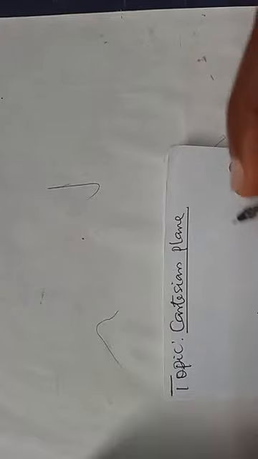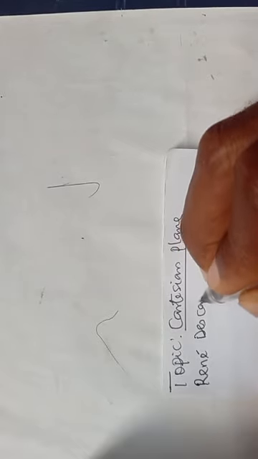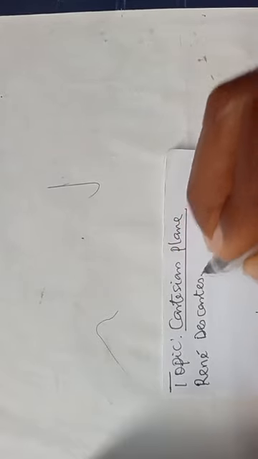Now, this Cartesian plane is named after a French mathematician called René Descartes. I think the name is written this way. Okay, this is how the name is being written. He's a Frenchman. He actually worked on this particular topic and it is named after him. Okay, good.